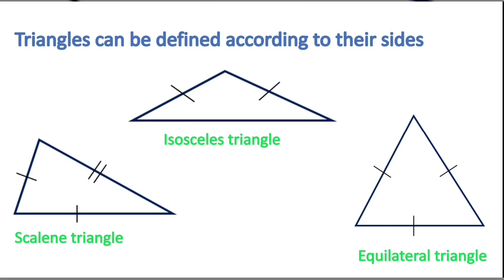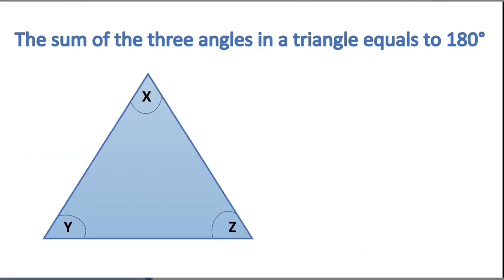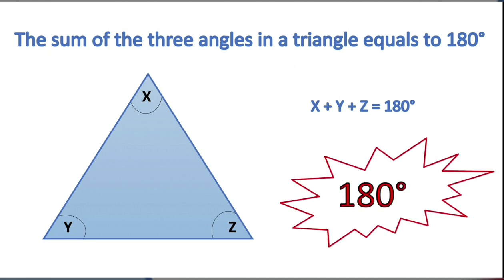Let's now look at the angles in a triangle. The sum of the 3 angles in a triangle is equal to 180 degrees. That means angle X plus angle Y plus angle Z must give you 180 degrees. That is the magic number you've got to know when dealing with triangles, 180 degrees. Let's solve unknown angles in a triangle using this rule.